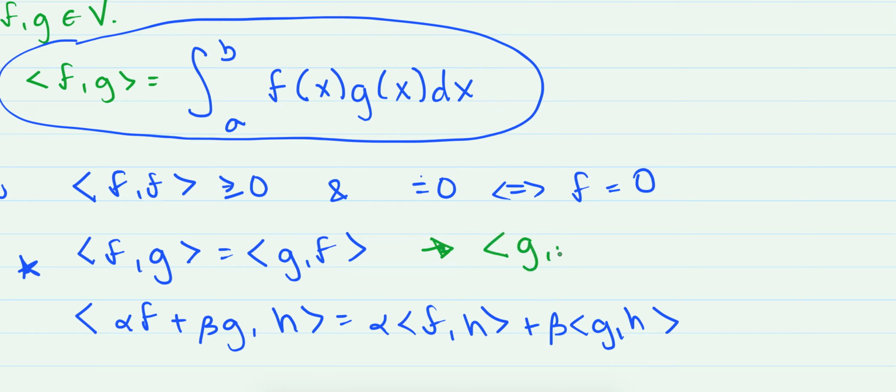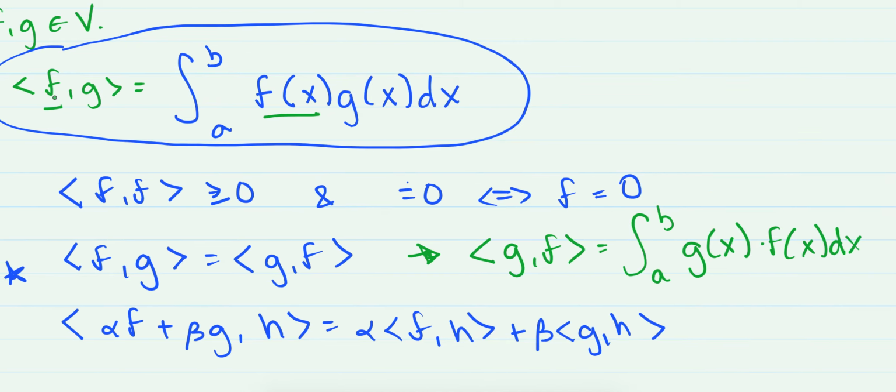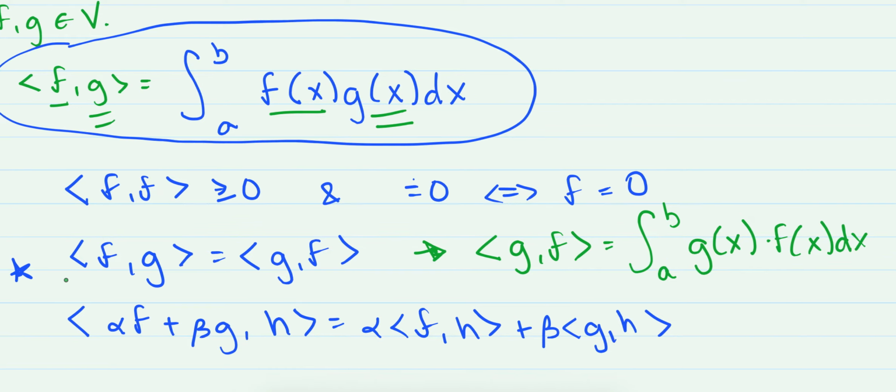The inner product of g with f is the integral from a to b of, well, it says here f of x with f, so it's going to be g of x times f of x times dx. That's just following this rule, f first, then g. So here I have g first and then f. So f times g is the same thing as g times f. So this is obviously true. Just switching the order of the f and the g doesn't matter when we take the integral. So this is obvious.